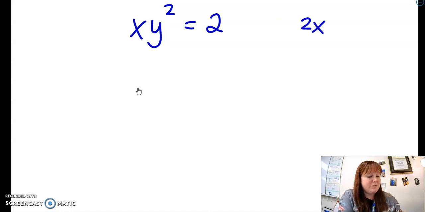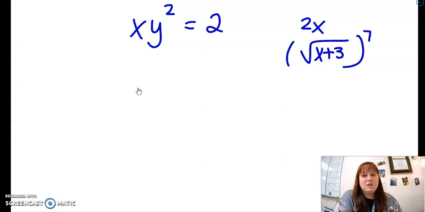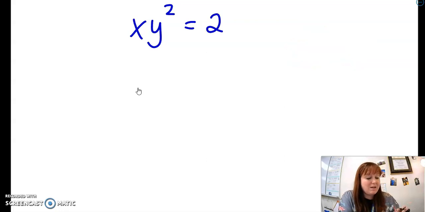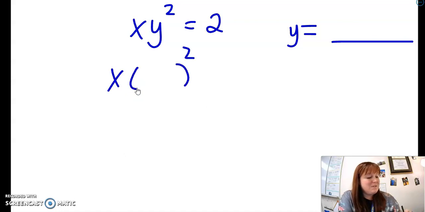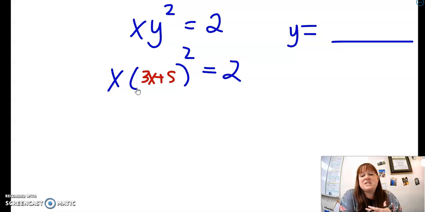It could be 2x. It could be the square root of x plus 3 to the 1/3, which doesn't make any sense, to the 7th. It could be any function of x, right? It could be anything inside of that y, because it could be y equals and then anything with an x. So how do we take the derivative of this, imagining that y is a function of x? So there's something inside there with a bunch of x's, like let's just say 3x plus 5. Let's just say that's a function. We don't know, but how would we take the derivative of this?